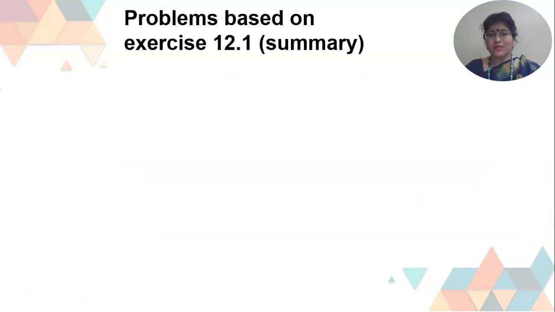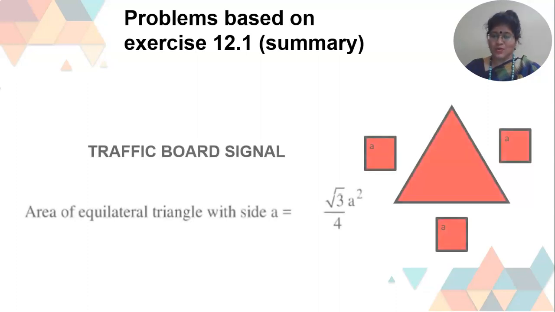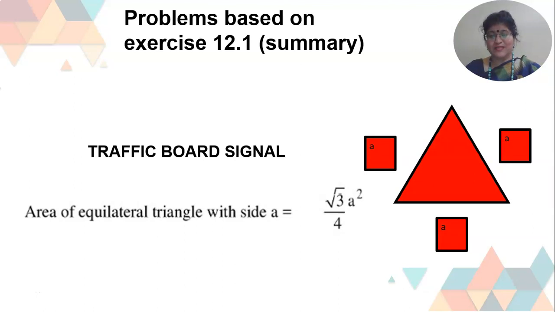Now, these are the problems that we have already completed in our previous online videos. This was the first problem from exercise 12.1. This chapter in total has only 2 exercises, 12.1 and 12.2. Children, if you remember, this is the traffic board signal problem wherein the 3 sides of the triangle were given and you had to find out the area.